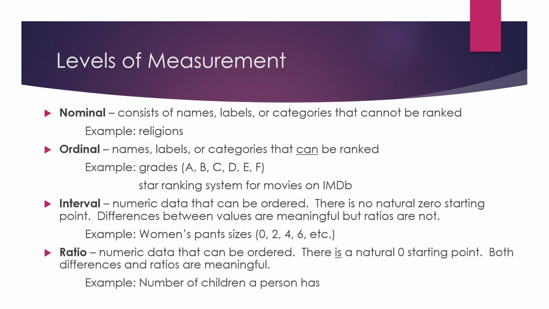For example, a person that has 8 children has 4 children more than a person that has 4 children. So 8 minus 4 is 4, and that is meaningful. Ratios are meaningful because a person with 8 children has twice as many children as somebody that has 4. So 8 divided by 4 is 2, meaning that the person has twice as many children.